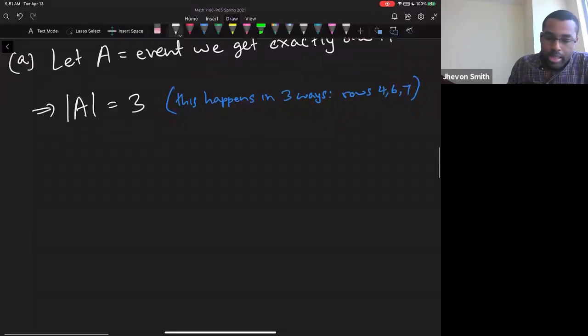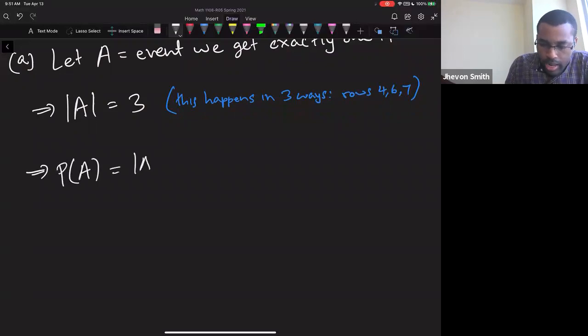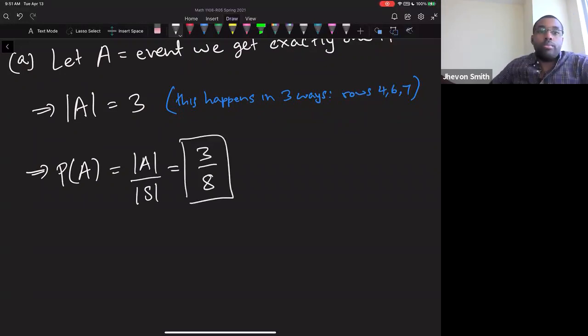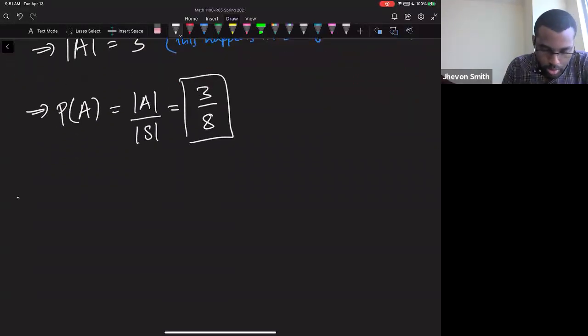And then at that point, we know that the probability of A is the size of A over the size of the sample space, which is 3 over 8. Move on to B.